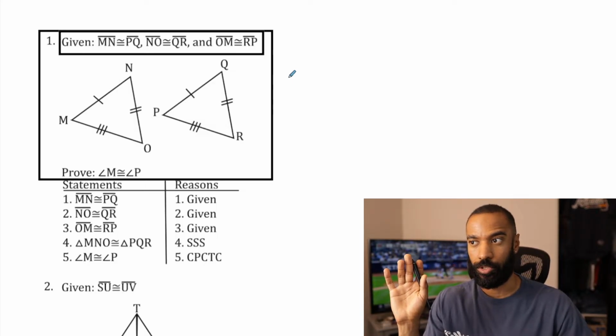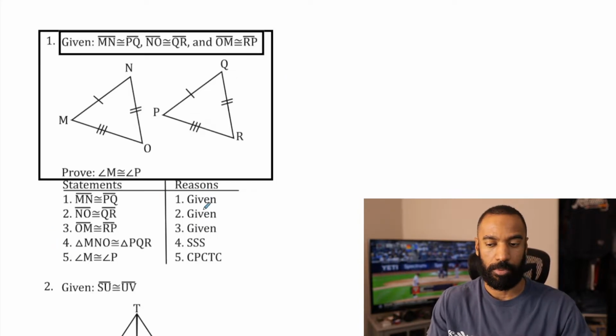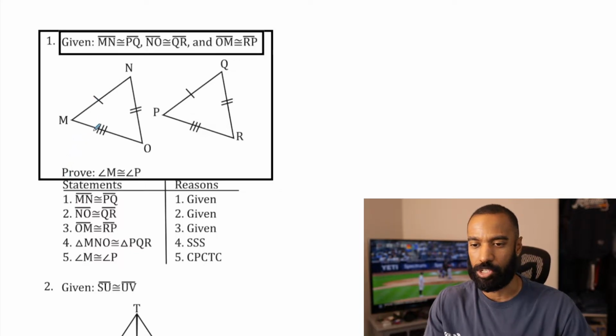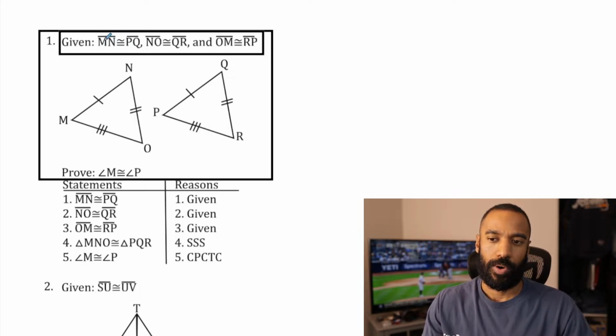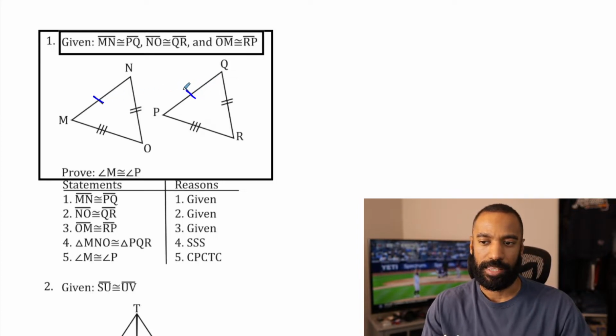A triangle congruence proof has to be a minimum of 4 steps if all the givens are separated, because you need at least 3 bits of information to prove triangles congruent, and I'm going to get into that in just a moment. So we are given that segment MN is congruent to segment PQ. So we do 1 tick mark right here to indicate that they are congruent.